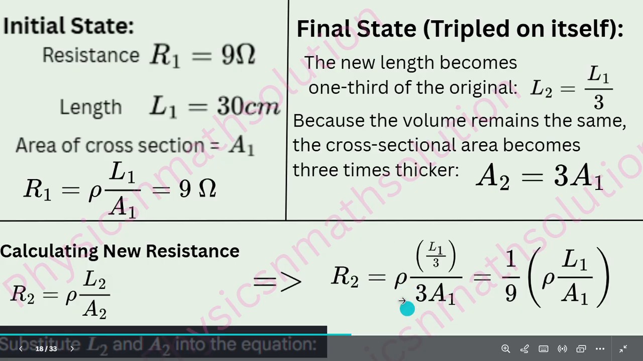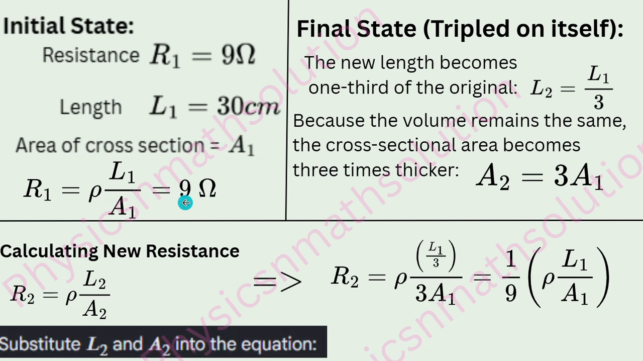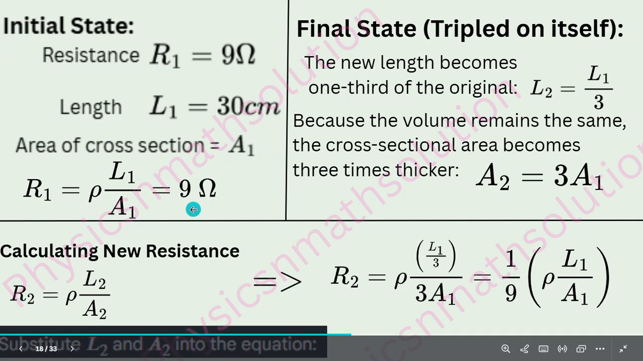Okay. After solving this, you will get 1 upon 9 times rho L1 upon A1. You can notice rho L1 upon A1 is the resistance of the initial state, and its value is 9 ohm. So replace this rho L1 upon A1 by 9 ohm. 1 upon 9 into 9 ohm will be 1. So the resistance of the final state is 1 ohm.